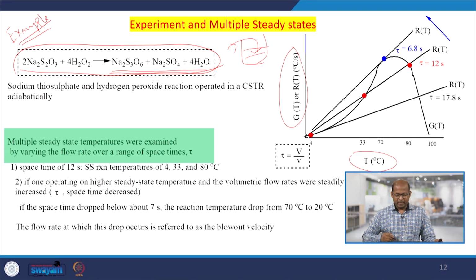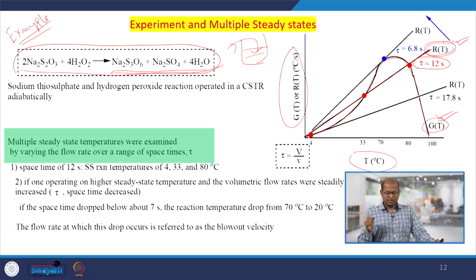Okay. So, let us say this is the heat removal line for this particular reaction, and this is the heat generation line. First we will discuss this. For this heat removal line, the space time, that is the volume divided by the volumetric flow rate, is 12 seconds. That is what we have taken, and this is the curve. Both the lines are crossing at these points.